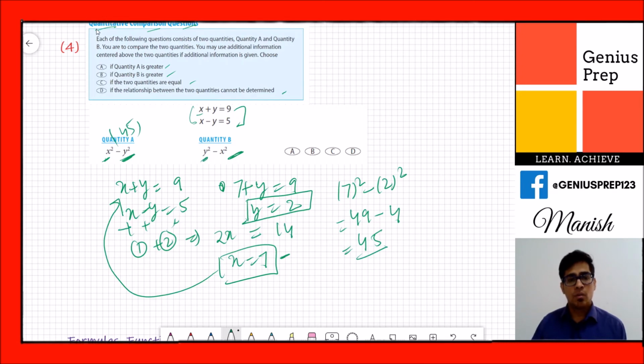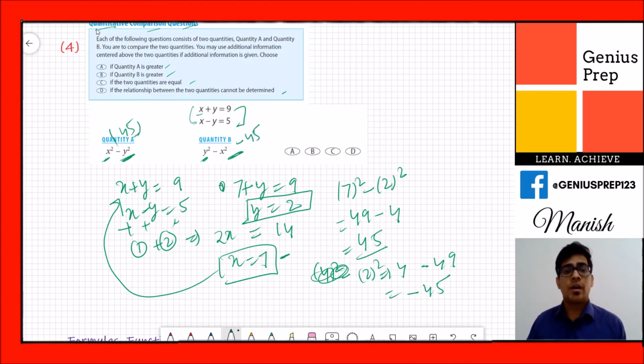Quantity B says y square. y square is 2 square, that is 4, and 7 square minus 49. So what we get? Minus 45. So this value of quantity B is minus 45. So now we get the values 45 and minus 45. So obviously which value is bigger? Quantity A is bigger. So option A is the right answer.